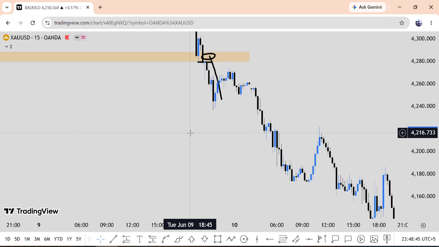In the next video, we will be discussing the ICT mitigation block. Most of the ICT traders are confused between the mitigation block and the breaker block.